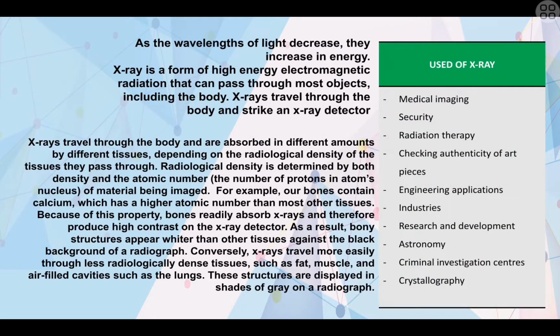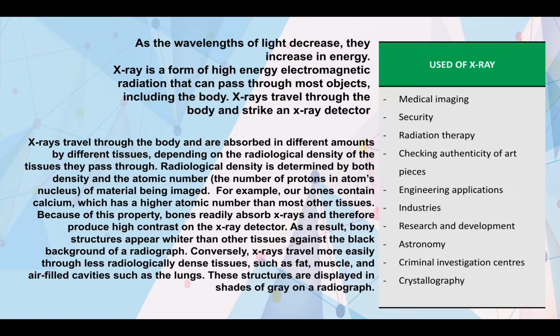As the wavelengths of the light decrease, they increase in energy. X-ray is a form of high-energy electromagnetic radiation that can pass through most objects, including the body. X-rays travel through the body and strike an X-ray detector. X-ray is used in different ways, such as medical imaging, security, radiation therapy, and a lot more. Here is an example of how X-ray is used.